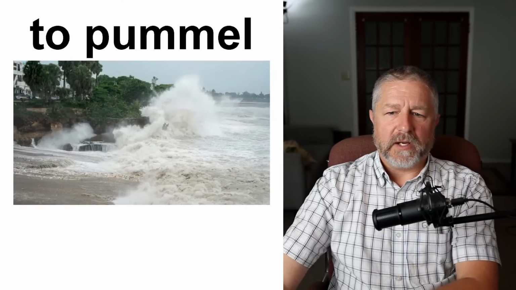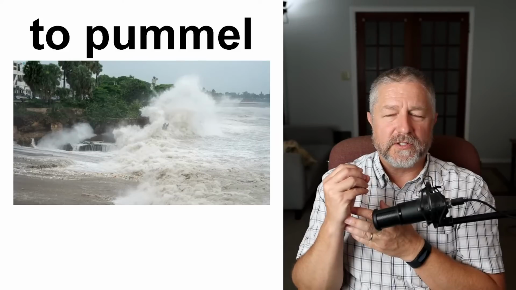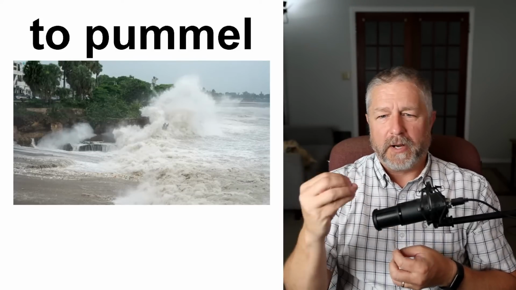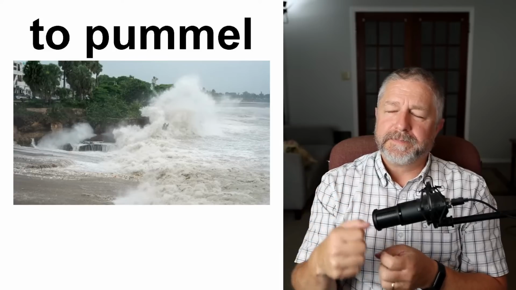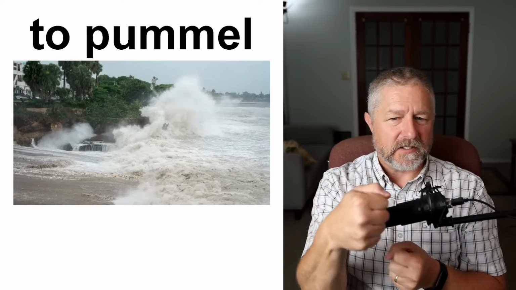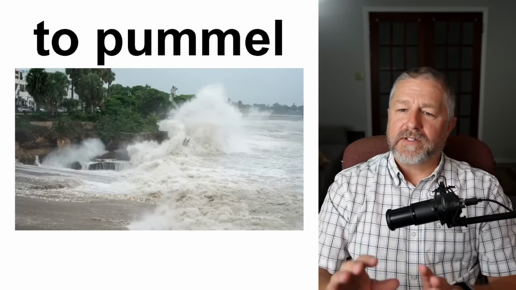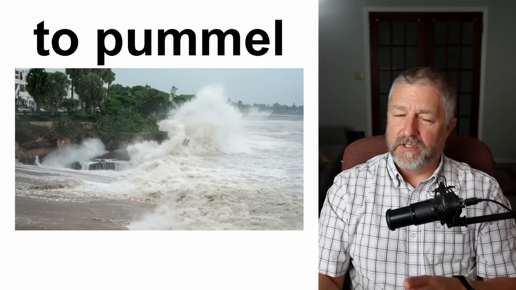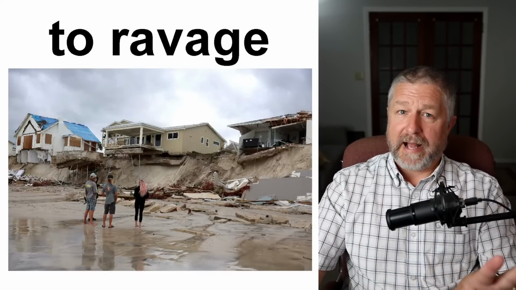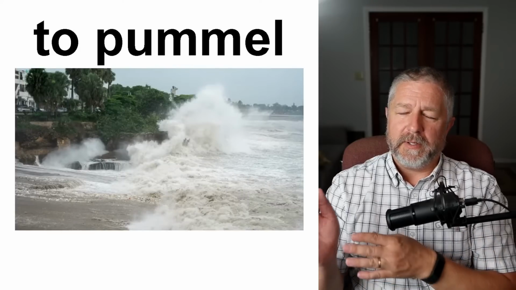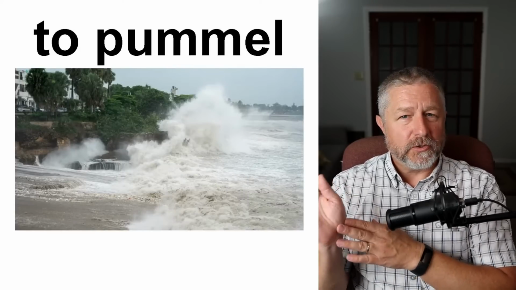To pummel, we use this to talk about like waves can pummel the shore during a storm. The rain can just pummel the building. The wind can pummel. When you pummel, you can see me making a fist, right? It's like nature. It doesn't necessarily have to cause damage. So that's the difference. If you use ravage, there's damage. If you use pummel, it means it might eventually damage something.